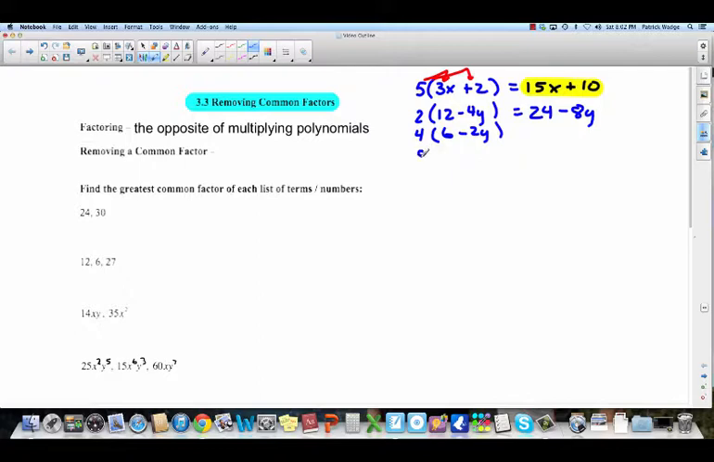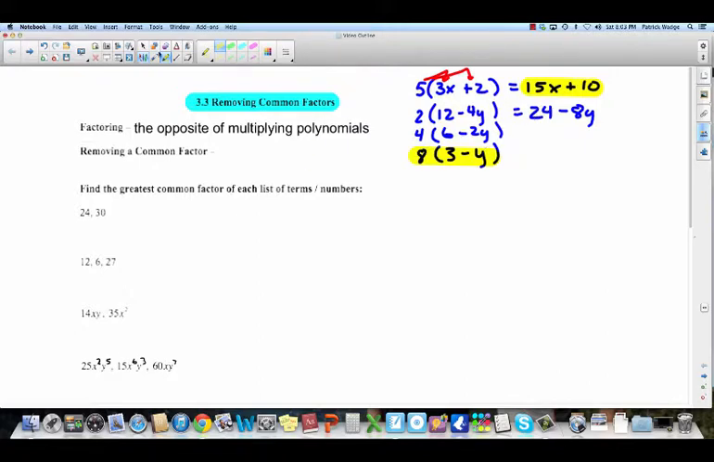And some of you might say, no, I'd put an 8 there, and then I'd have 3 minus 1y, or just y. 8 times 3 is 24. 8 times negative y is negative 8y. So these are all correct, but which one's the best? Can you guess? This one is the best. You want to take out the greatest common factor, so you want to take as much out as possible.